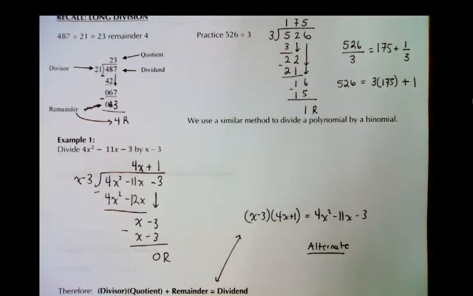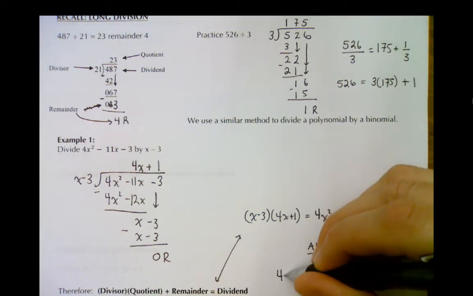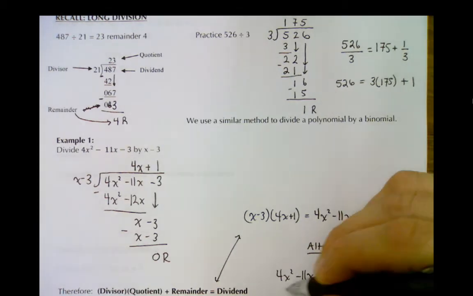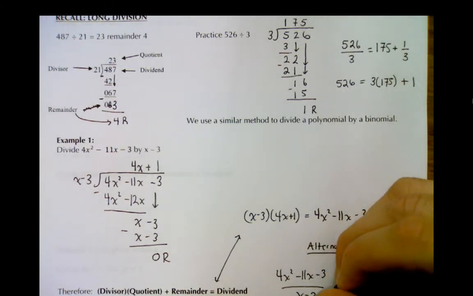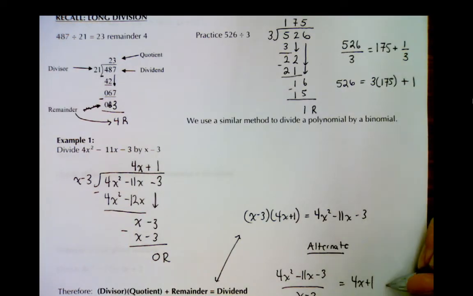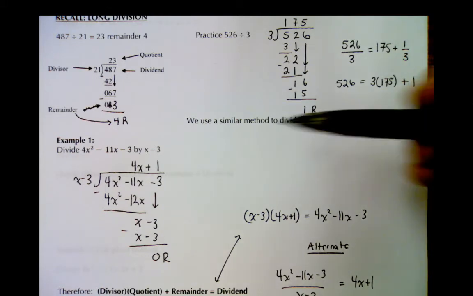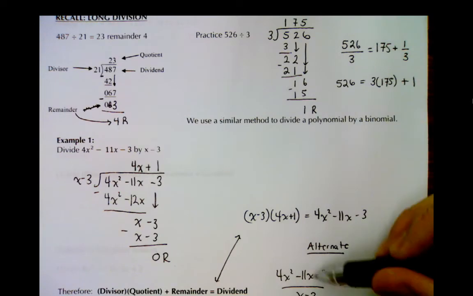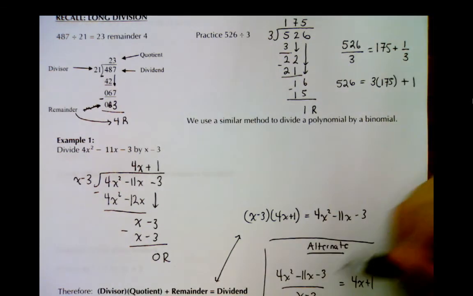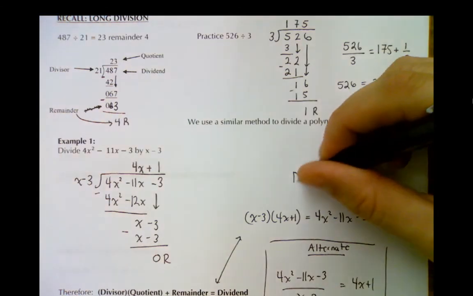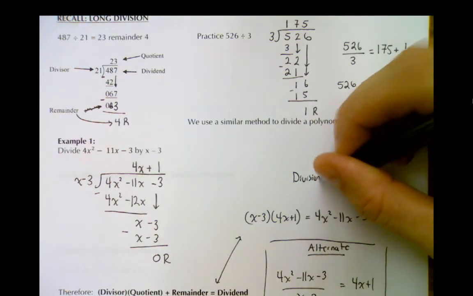A second way you can write the division statement, or an alternate, is you can write exactly what the division was. It was 4x squared minus 11x minus 3, and we divided it by x minus 3. And then we can write what our answer was. Our answer is our quotient, 4x plus 1, plus any remainder. And in this case, we don't have a remainder, 0, so it would be plus 0. So here's another way to write a division statement. Either way would be acceptable. We'll title that division statement.